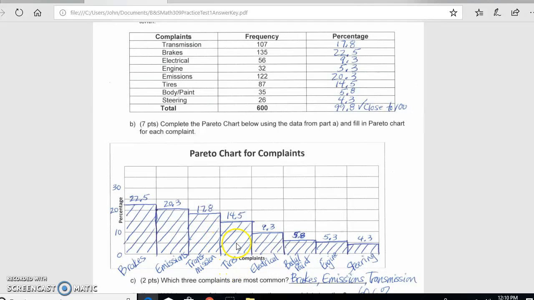The tires, we had 14.5% of the complaints were tires, 9.3% were electrical, 5.8% were body and paint, 5.3% were the engines, and the steering was the lowest at 4.3%. And the value of the Pareto chart is that it identifies in a visual way which complaints we should pay most attention to, which are the brakes, the emissions, and the transmissions. These three here are the highest in the percentages.